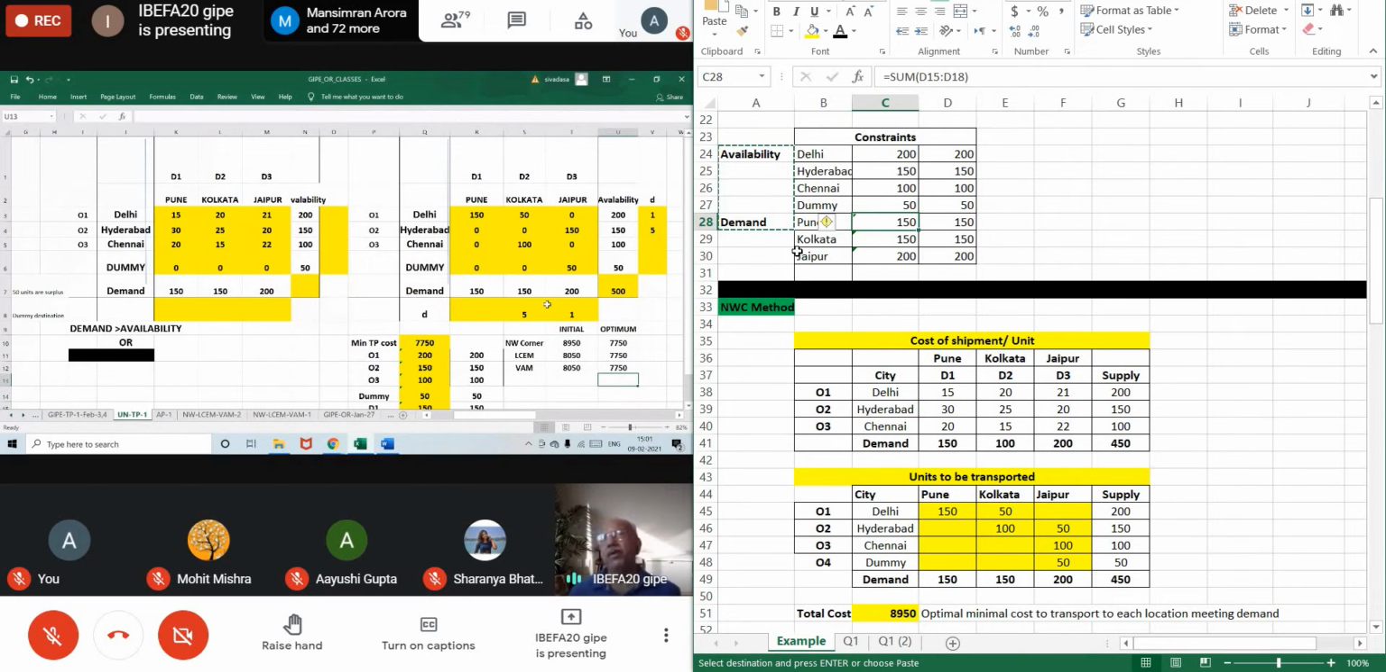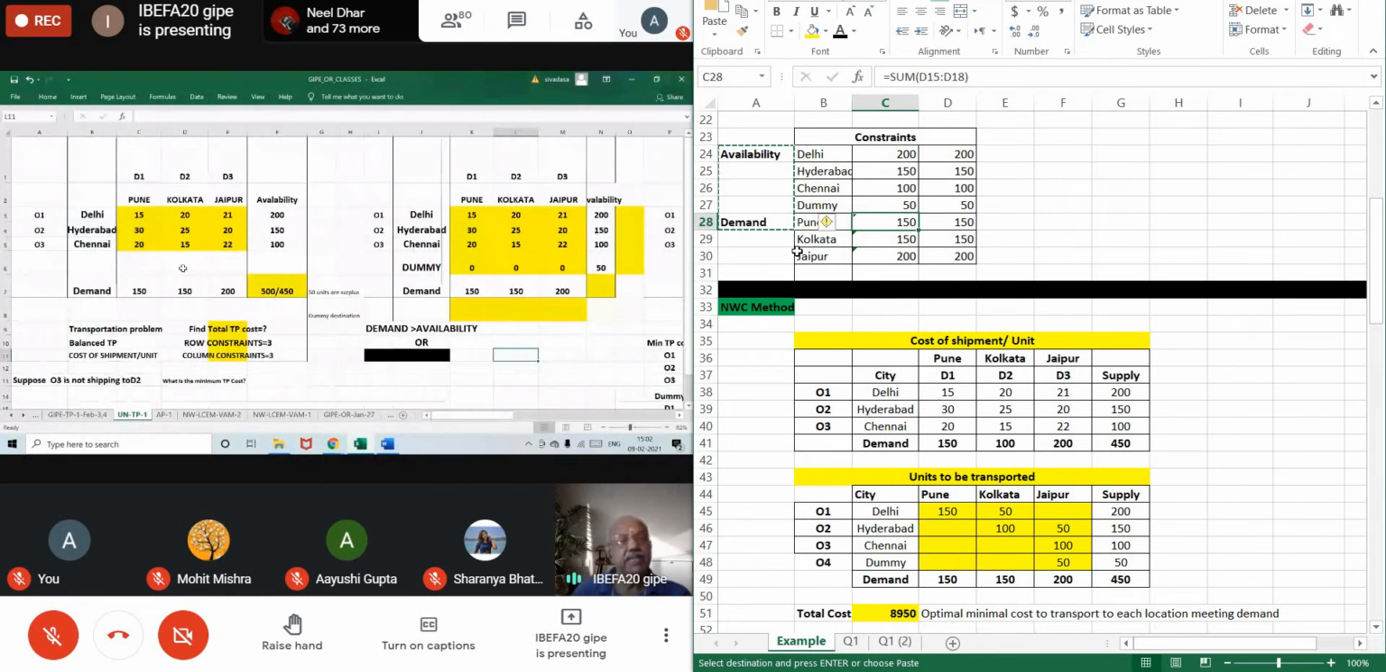So two types of transportation problem you have seen. The given transportation problem can be either balanced or unbalanced. Now, third case. Take the same example. Listen carefully. Take the same example.